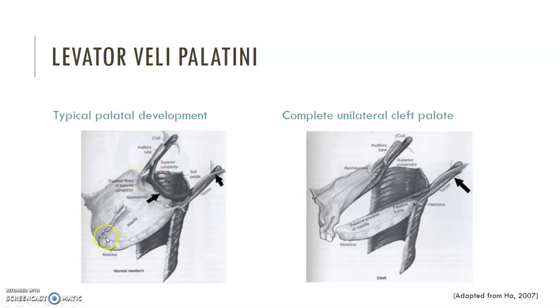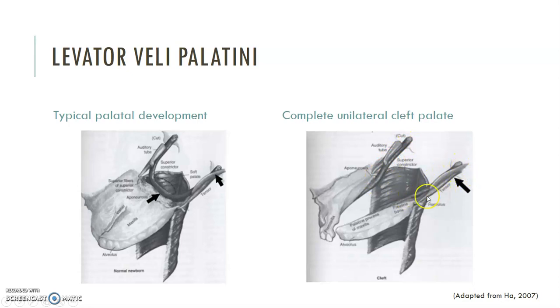So we have complete fusion in typical development, where we have the bony palate that's covered by the muscles and the mucosa. And this image highlights that levator veli palatini that's completely fused because the bones have fused. But if we have, for instance, a unilateral cleft palate, then we have incomplete fusion of the bony part of the maxilla, meaning that those muscles are going to follow that bony portion. So we have a portion of the levator veli here on this side, and we have a portion of the levator veli on this side.